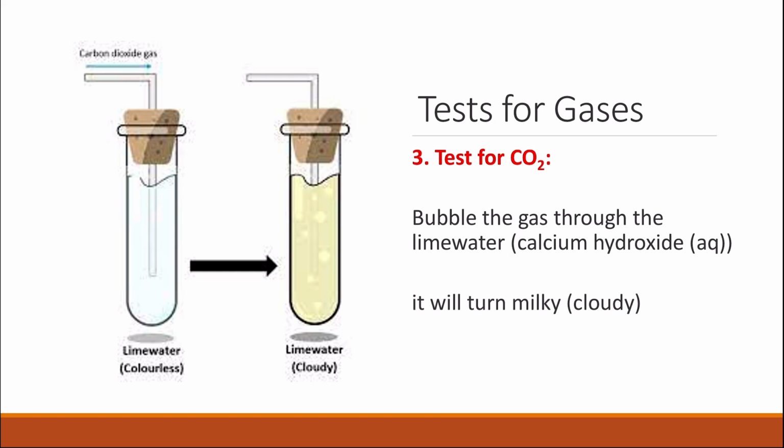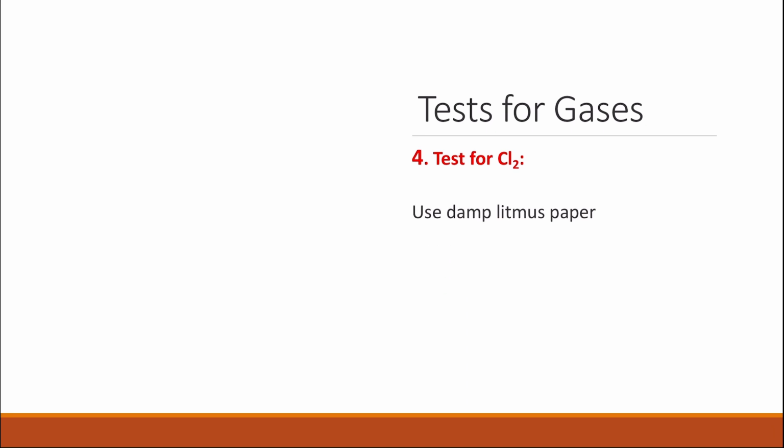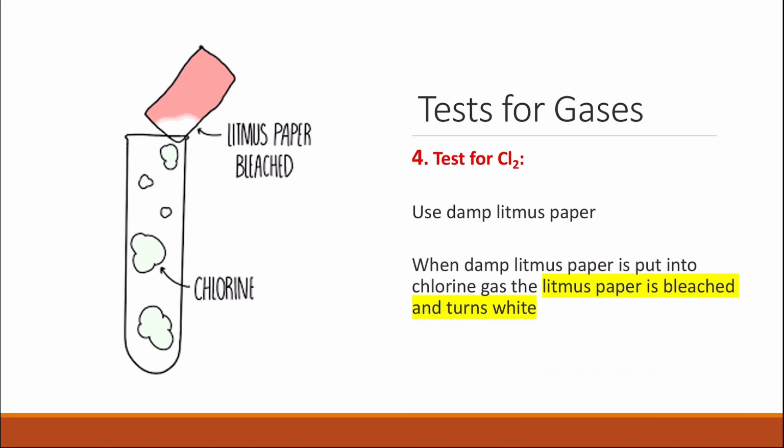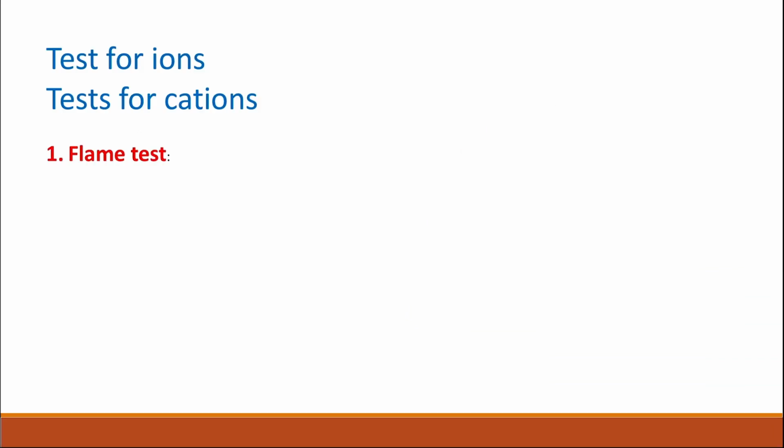This is due to the formation of calcium carbonate. To test for chlorine, you can use damp litmus paper. If the damp litmus paper is put in chlorine gas, the litmus paper will be bleached and will turn white.